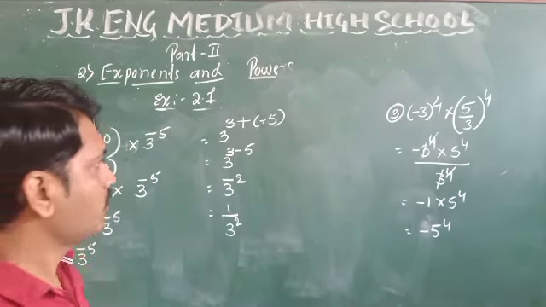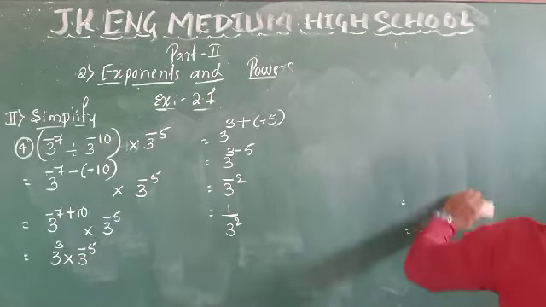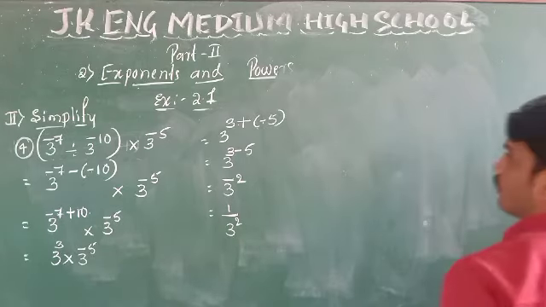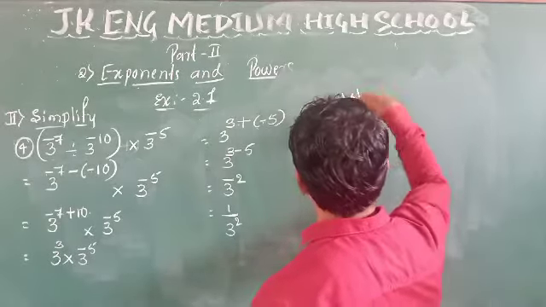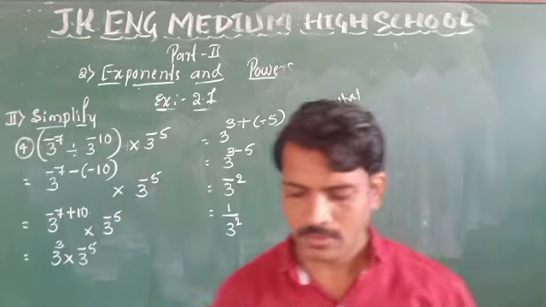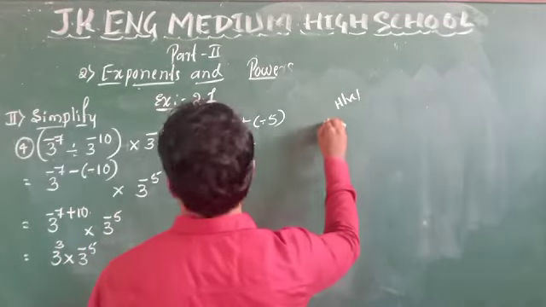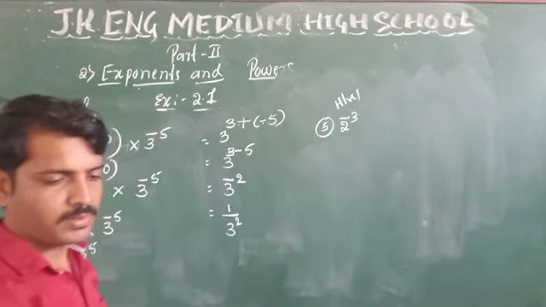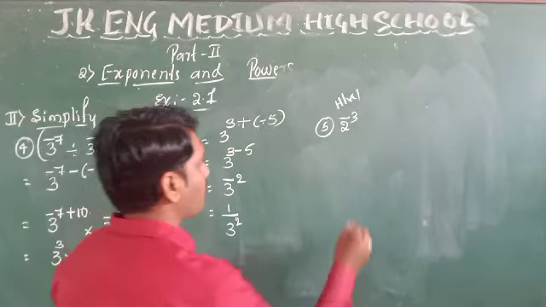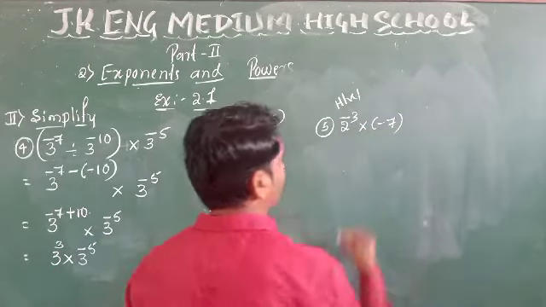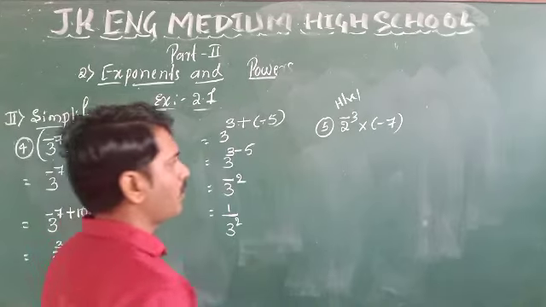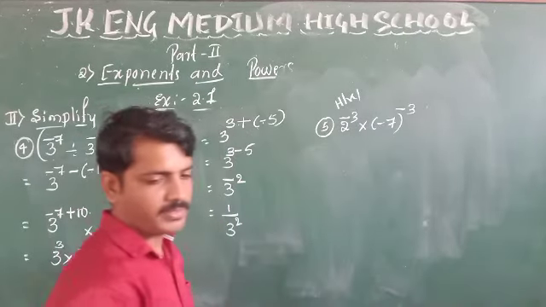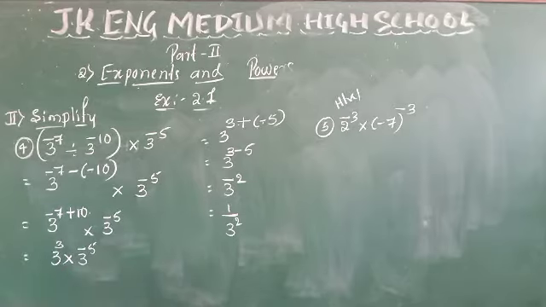Okay, one last question is there. So shall I give that as homework? The question is 2 to the power minus 3 into minus 7 to the power minus 3. Okay, try that, otherwise I will solve it in the next class. Write down the answer.